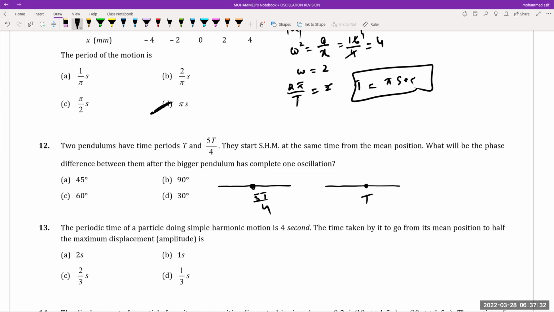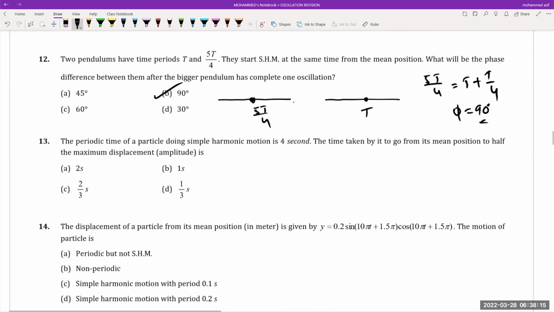So the two pendulums have time periods capital T and 5T by 4. They start SHM at the same time from the mean position. What will be the phase difference after the bigger pendulum has completed one oscillation? By the time the bigger one has completed one oscillation, the smaller one would have traveled one quarter more of an oscillation. So 5T by 4 must equal T plus T by 4. One will be at the extreme and one at the mean, so obviously the phase difference will be 90 degrees. Apply logic and it is done; you could also do it with a phasor diagram.